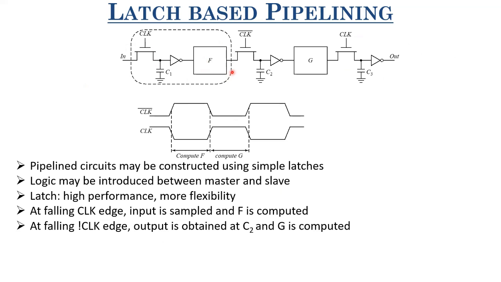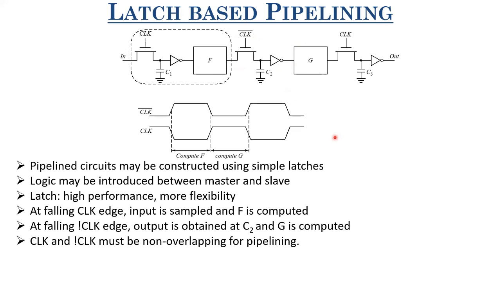At the falling clock bar edge, what happens? Whatever output of this F is there, it will just get transferred to C2, and then computation of G will start. So falling edge of clock bar means that clock bar was 1, and hence whatever was the output of F, it was sampled at this, and now it has gone to 0, so there's no connection between the two. So whatever output of F was supposed to be there, it is now present at C2, and now computation of G has started. So you see at each of the falling edges, what is happening? The data is kind of propagated along the chain, and we can do parallel things as well.